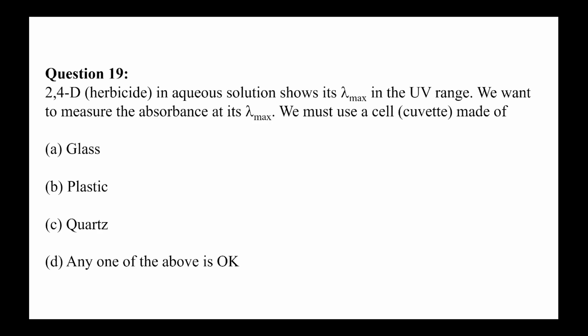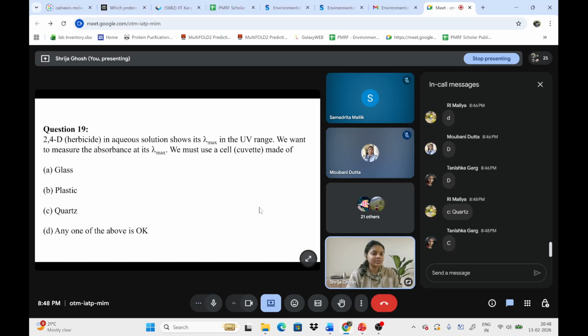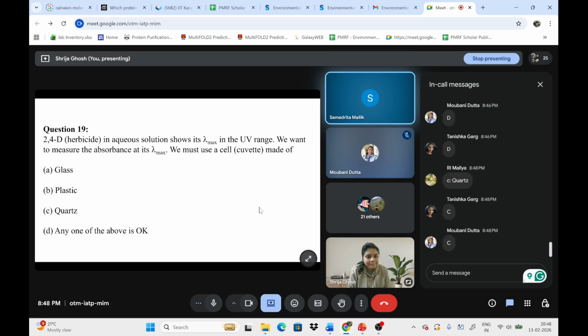So if the maximum absorbance is in the UV range, which cuvette should we use? Should we use a glass cuvette, plastic cuvette, or quartz cuvette? And whatever answer you are giving, I want somebody to give an explanation also if possible. I see two people have written quartz cuvette. Can you answer why we need to use a quartz cuvette? Tanishka or R.I. Malia? Anybody? Now, ma'am, may I? Yeah, sure.